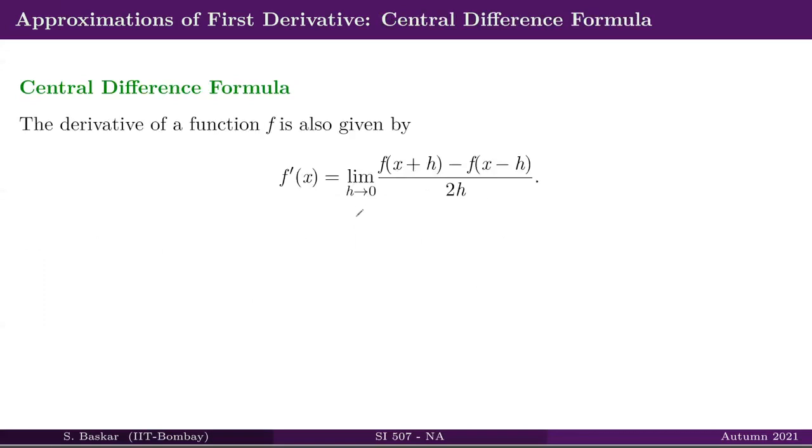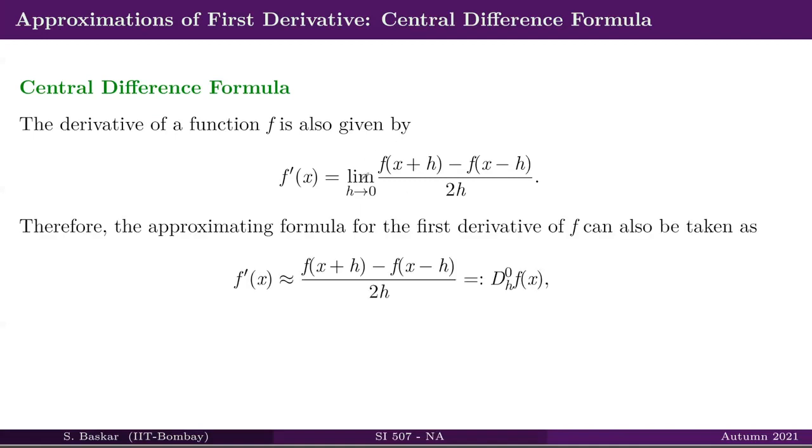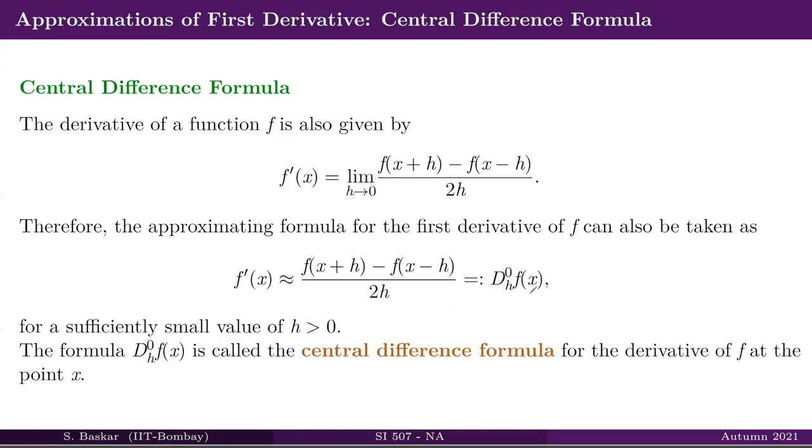Again, we will use another form of the definition of f dash from calculus, which is given by limit h tends to 0, f of x plus h minus f of x minus h, divided by 2h. Again, remove the limit part and take the expression alone and consider that as the approximation to the derivative of your function f at the point x. We use the notation dh0 f of x for this formula, and it is called the central difference formula.